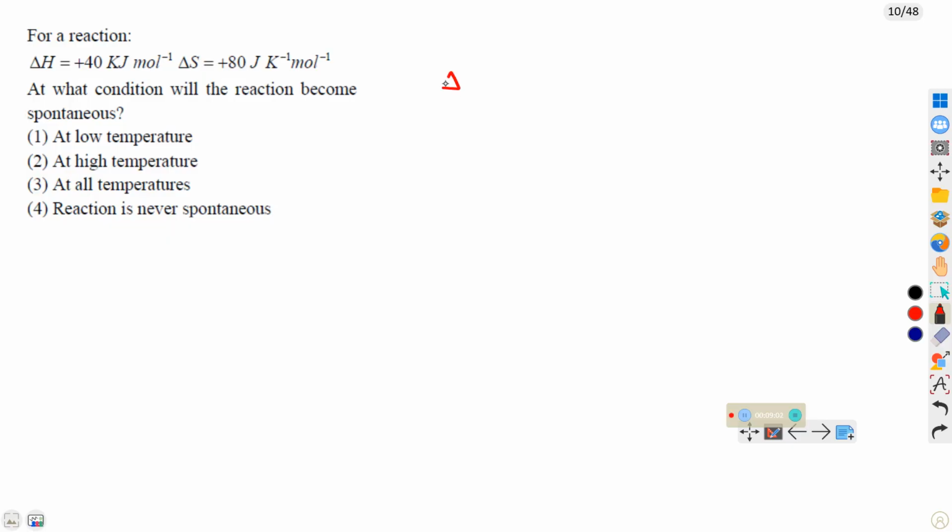Given delta H value 40 kilojoules. Kilojoules converted to joules: 40,000 joules. Delta S value 80 joules. At what condition will the reaction become spontaneous?